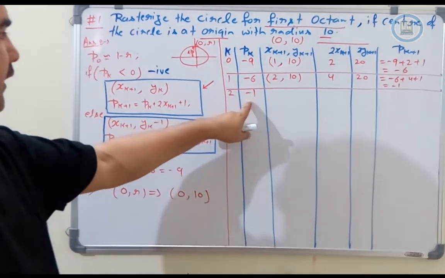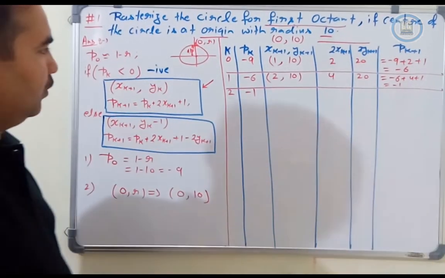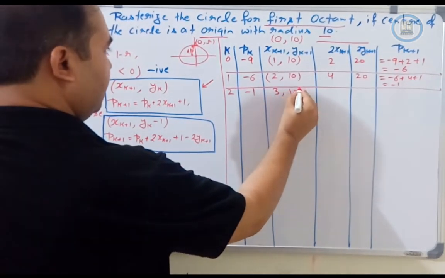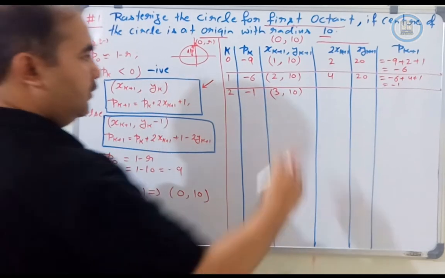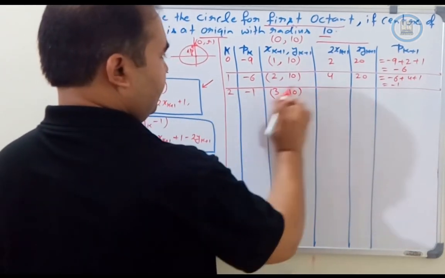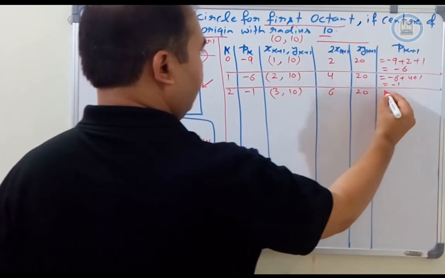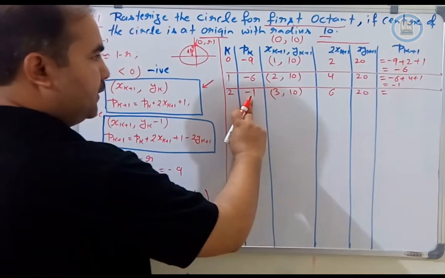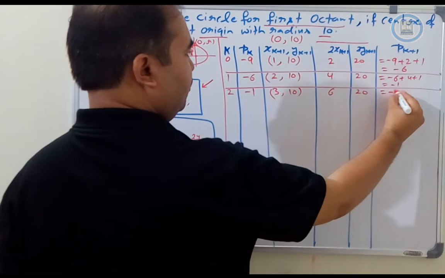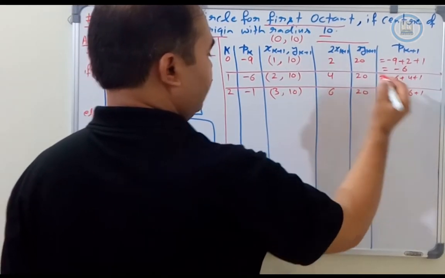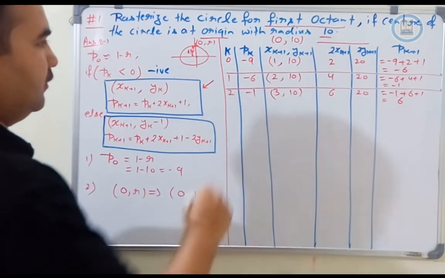So again, this is negative. The sign is negative, so what will be the value? This will be 3 comma 10 again. The value of 2xk plus 1, this is 6, 2 into 3 is 6, and this is again 20. So this time again this is negative, so we will calculate the value minus 1 plus 6 plus 1. So this time you will get the value 6, or positive.